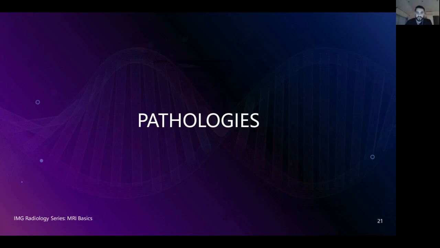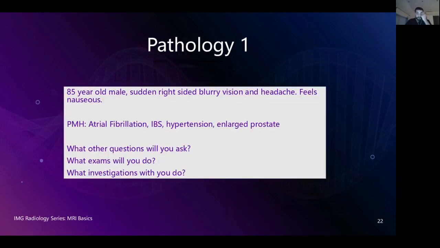Okay, so we'll move on to the next slide. Okay, so we've got a first pathology. We've got an 85-year-old male who presents with sudden right-sided blurry vision and headache, and he feels quite nauseous as well. He has a past medical history of atrial fibrillation, hypertension, and a large prostate, essentially. So he's come in, you've seen him in the emergency department. What other questions do you think you're going to ask him?